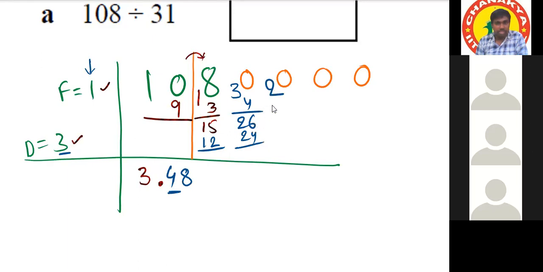Write it before the next digit. Now the number becomes 20. Now again flag multiplication with 8. 1 eight is 8. We don't need to continue because we got 2 decimal digits already. So the answer is 3.48.